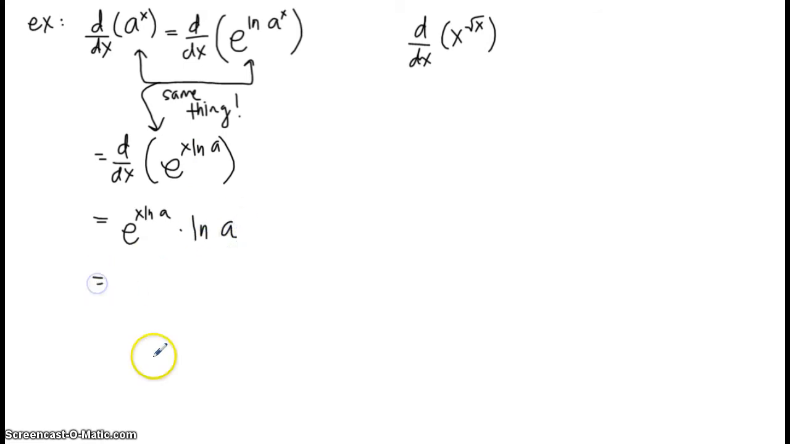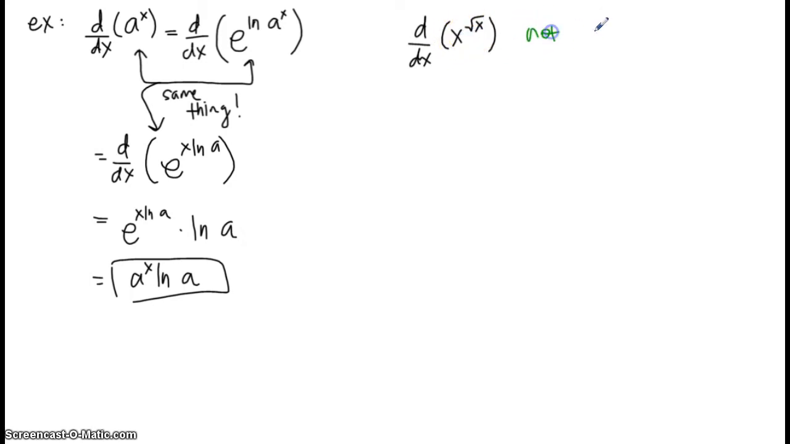And then, if you take a look, e to the x natural log of a is the same thing, going back, as a to the x. So a to the x natural log of a. We're going to use the same idea to find the derivative of this one. So take a look at the difference here. There are a couple things to note.